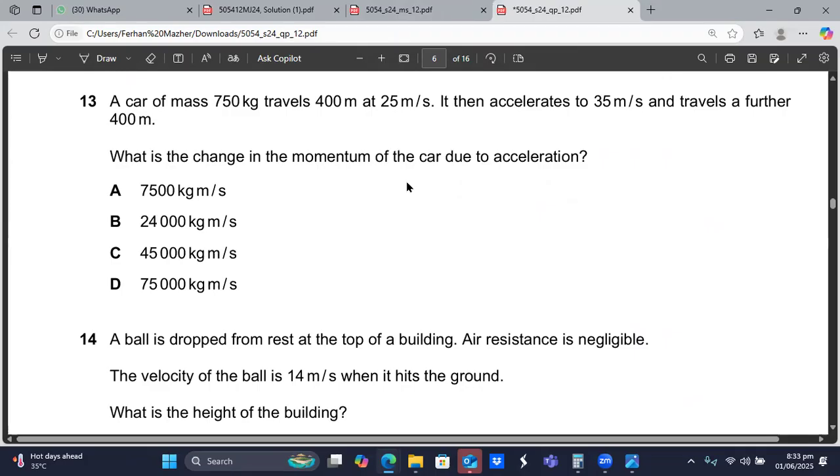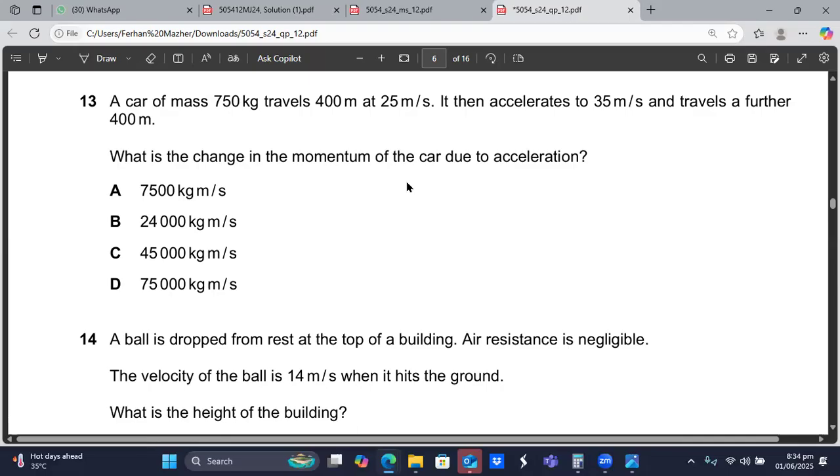A car of mass 750 kg travels 400 meter at 25 meter per second. At this, it then accelerates to 35 meter per second and travels a further 400 meter. What is the change in the momentum of the car due to the acceleration? Okay, so we know the initial velocity, we know the final velocity, we know the mass of the body. We can find out the change in the momentum.